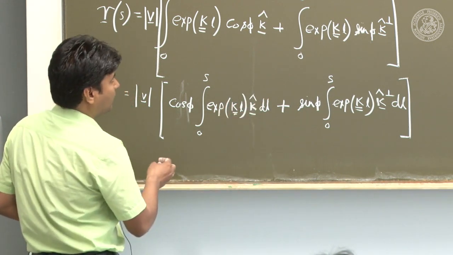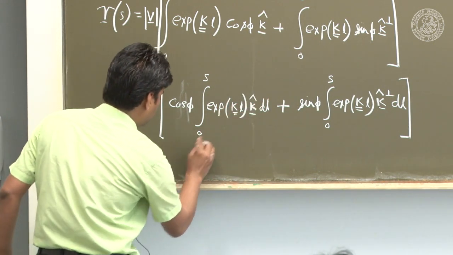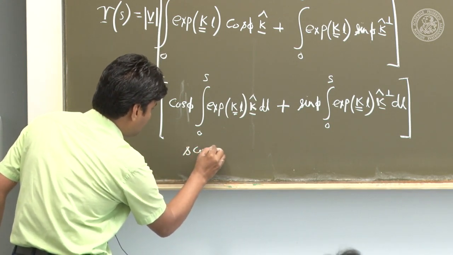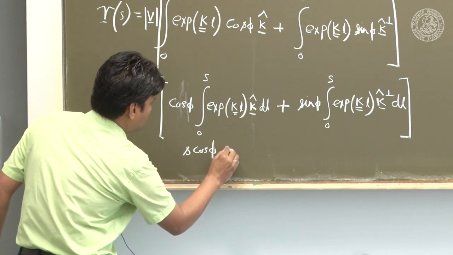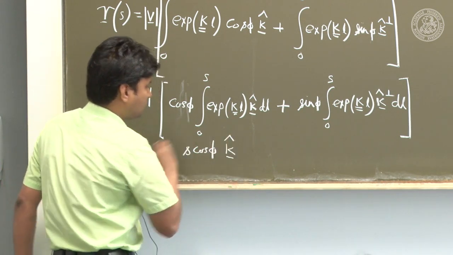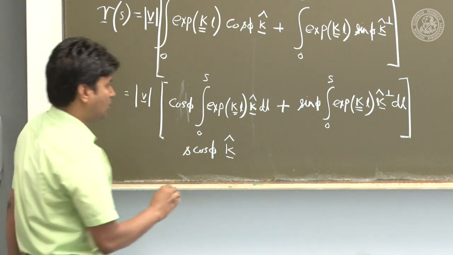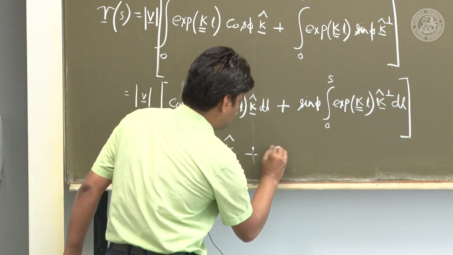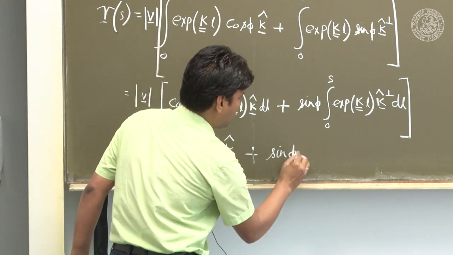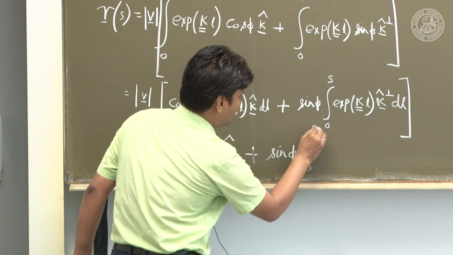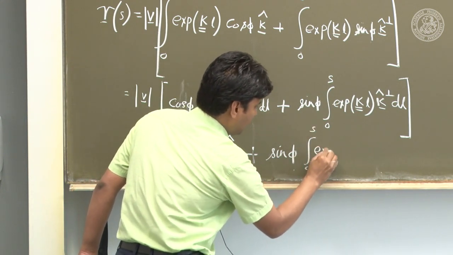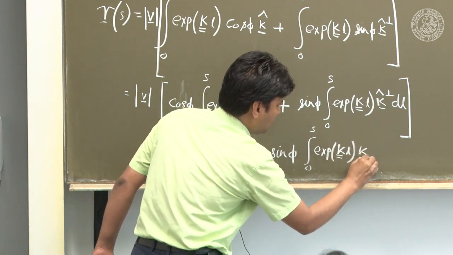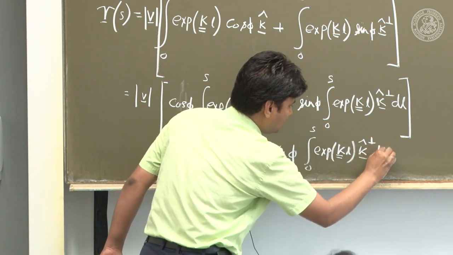So this term is s times cosine of phi times K hat, and then you have this term plus sine of phi 0 to s exponential of K L into K hat perp dL.